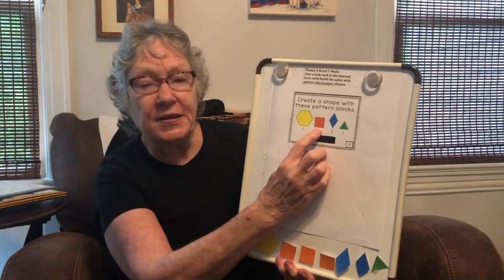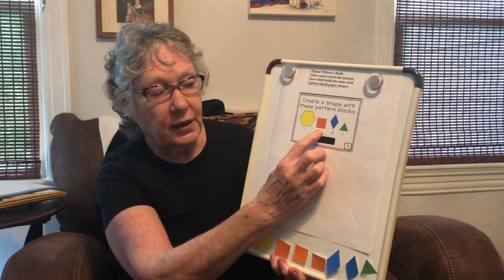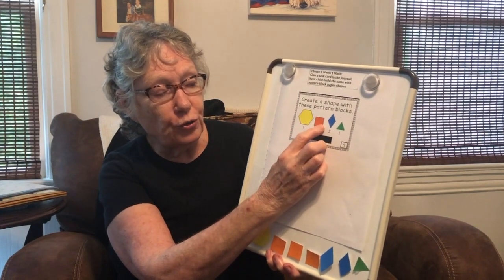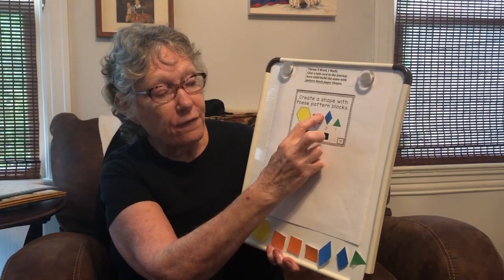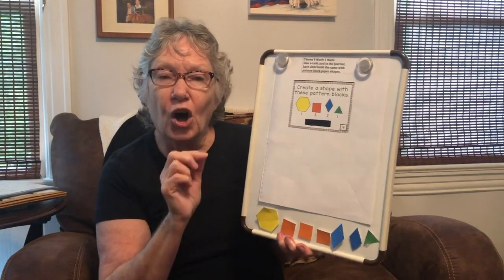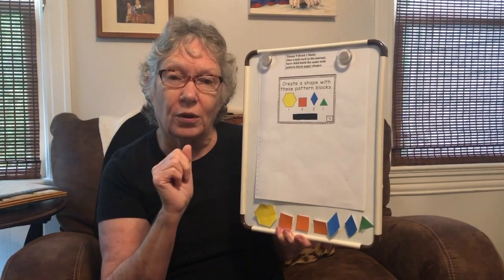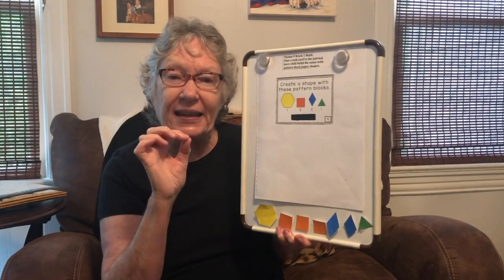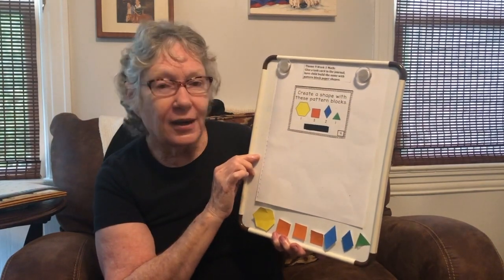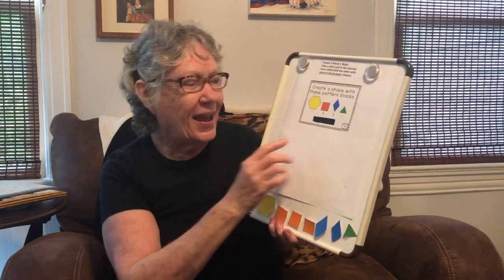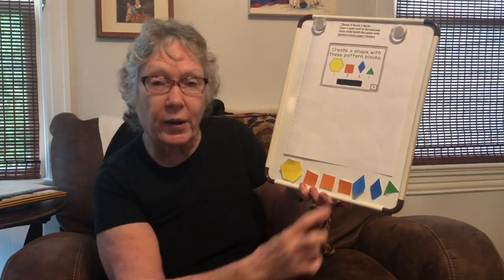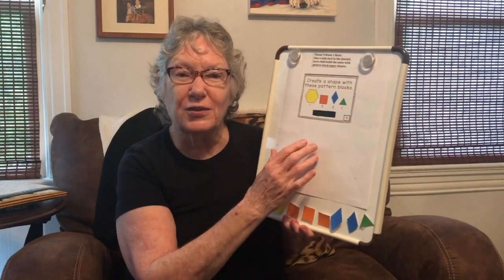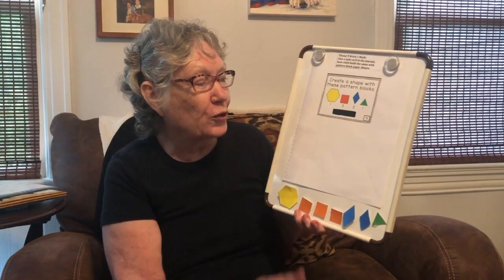Okay, what is this next shape, the orange one? It has 1, 2, 3, 4 sides and 1, 2, 3, 4 corners, and all of the sides are equal. They're the same in length. A square, you're right. And it says 3. So we need 3 squares for this project, for this math problem we're doing.